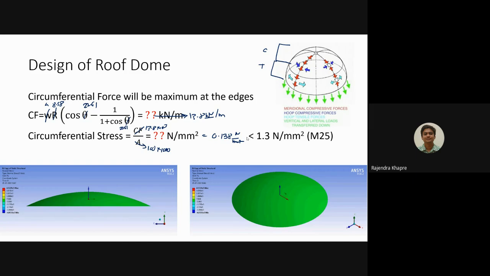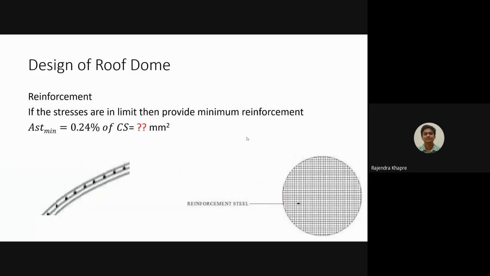As far as reinforcement is concerned, there is no bending happening. Only there is hoop tension and a meridional thrust, and everything is within the permissible limit. So what we have to do is provide a nominal reinforcement. As per IS 3370 part 2, we have to provide the minimum or nominal reinforcement, that is 0.24% of the cross section area. This is the minimum reinforcement required as per the IS code provisions.